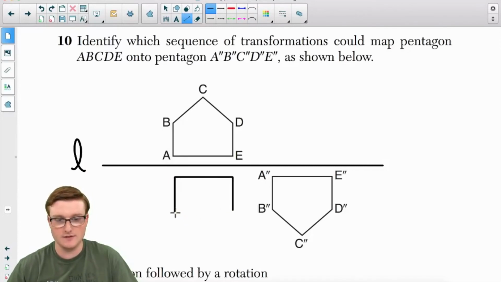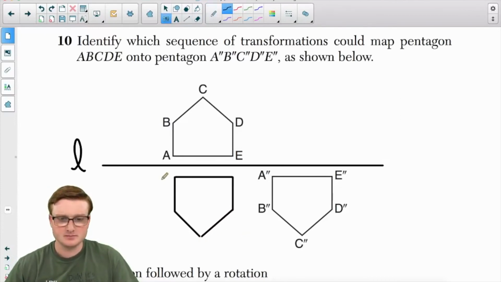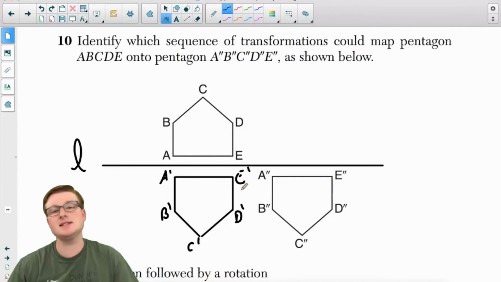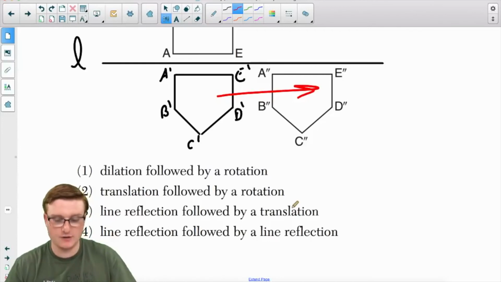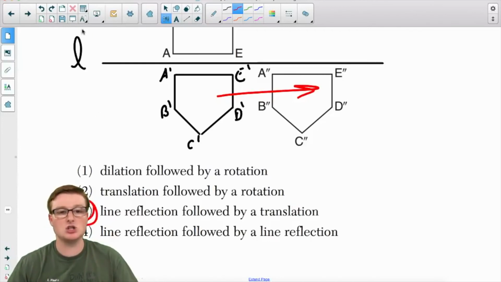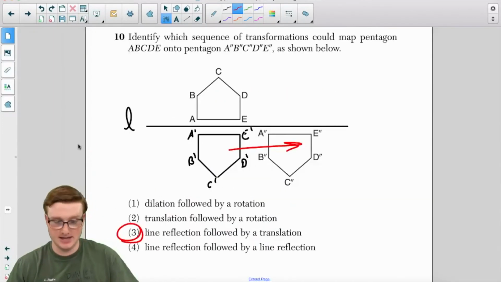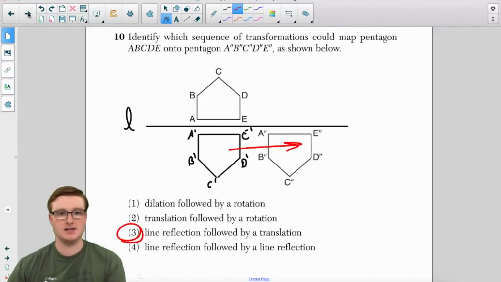Let me just draw it to the very best of my ability. Yeah, that looks pretty good. So this is A prime, B prime, C prime, D prime, E prime. So it's a basic line reflection, and then it's followed by a simple translation to the right. So I'm looking for a line reflection followed by a translation. That is going to be choice 3 for question number 10. All right, moving on to number 11.